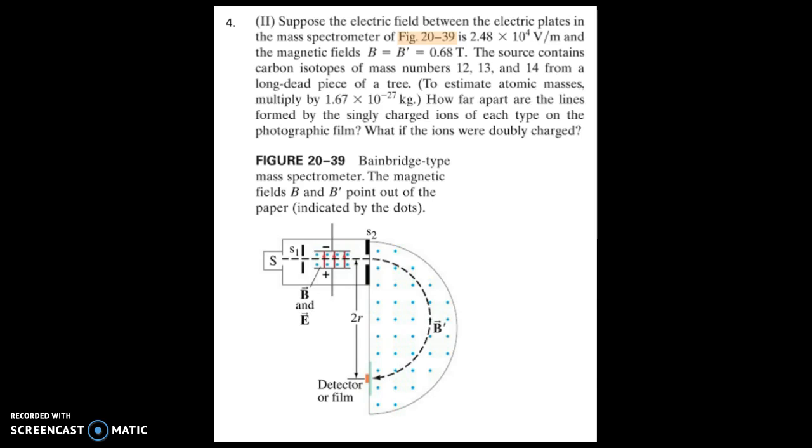And then knowing that, you can solve for velocity by using the equation v equals E over B. And so I got a velocity of 2.74 times 10 to the negative fifth meters per second.